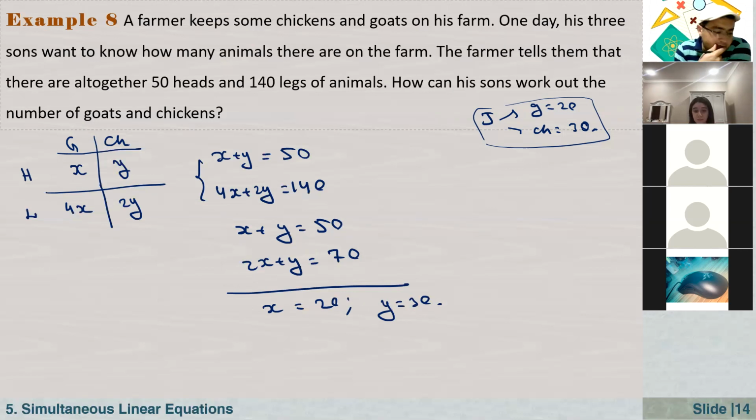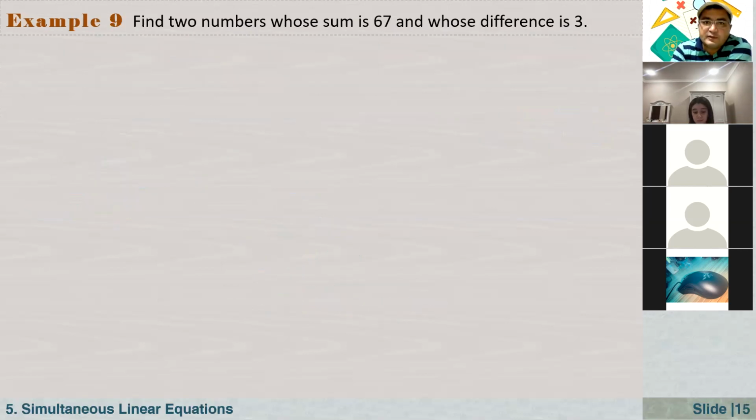Okay? All right, guys, let's move to the next question. All right. So you have 1 minute to solve this question. Okay, form your equation and do it. Very easy question, right?